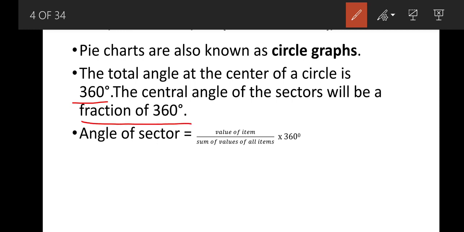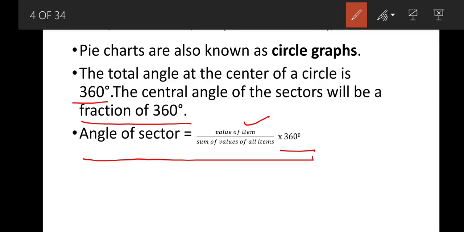Using this 360 degrees, we need to find the angle of sector for every entry which is given to us. So how will we find that angle of sector? We will be using this formula. First of all, we take the value of item over the sum of values of all the items, into 360 degrees. This I will be explaining with the help of an example also.